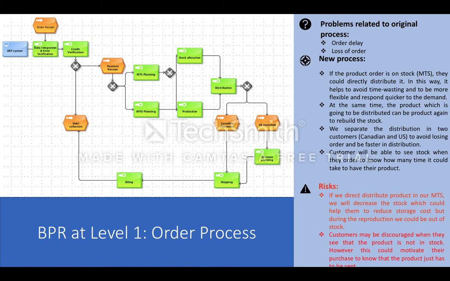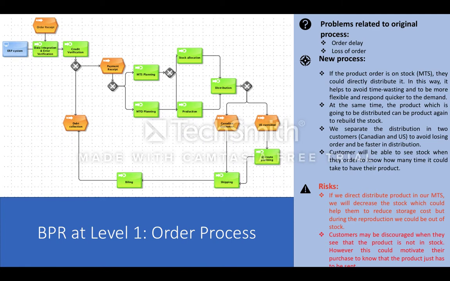The main issues at this level were the excessive delay of delivery of product as well as the loss of orders. In this sense, we wanted to open a channel directly between the product in stock, MTS, and the distribution. Therefore, the product will be directly issued if it's in stock, and in parallel it can be reproduced to replenish stock. In this way, it helps to avoid time wasting and to be more flexible and respond quicker to the demand. To respond to loss of order and to be faster in distribution, we separate the distribution in two customers, Canadian and US.